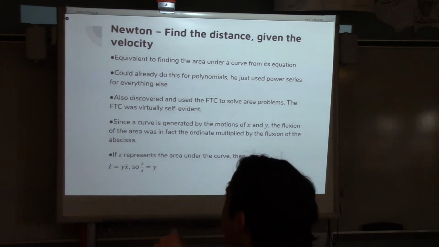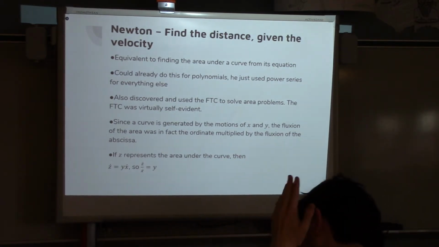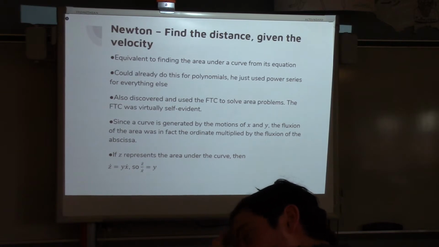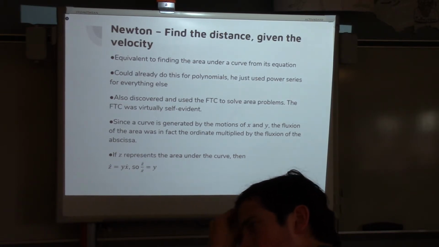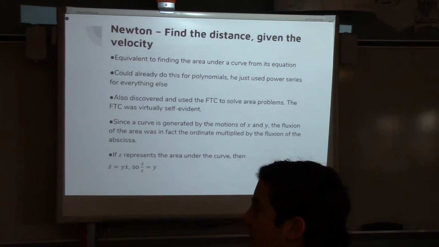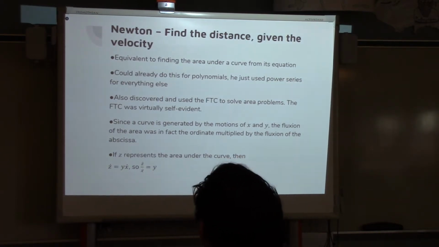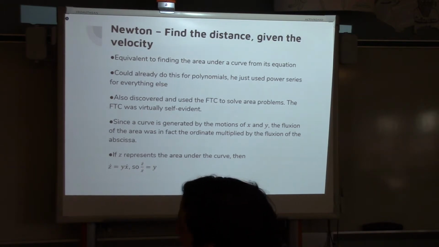And the idea goes something like this. A curve is generated by the motions of x and y, and so the fluxion of the area was in fact the ordinate multiplied by the fluxion of the abscissa. Okay, let me try to draw this. So the idea is you have some curve, like this. This is very similar to the casual proof of the FTC that I probably gave you in analysis 1a.